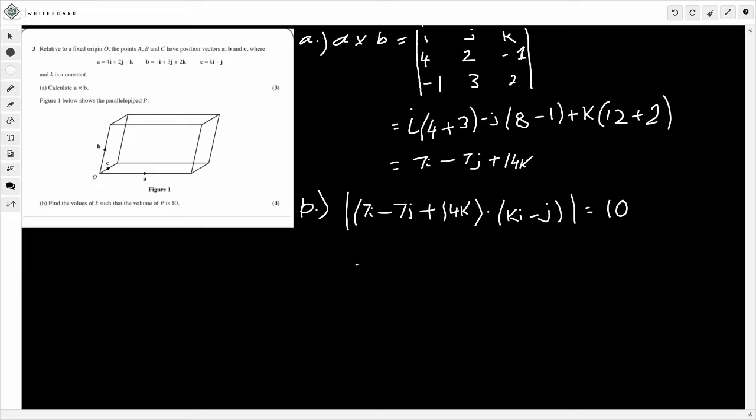So when we dot this now, what I'm going to get is 7 times k, so that's going to be 7k. Minus 7 times minus 1, so that's going to be plus 7. And then I'd have 14 times 0, so the k component just disappears. And sorry, I should have this in absolute signs. And this is still equal to 10.